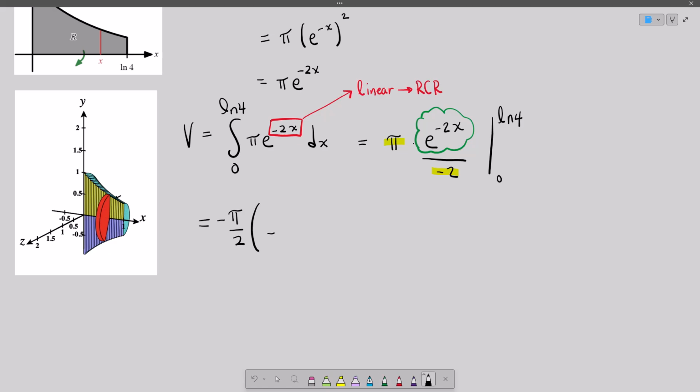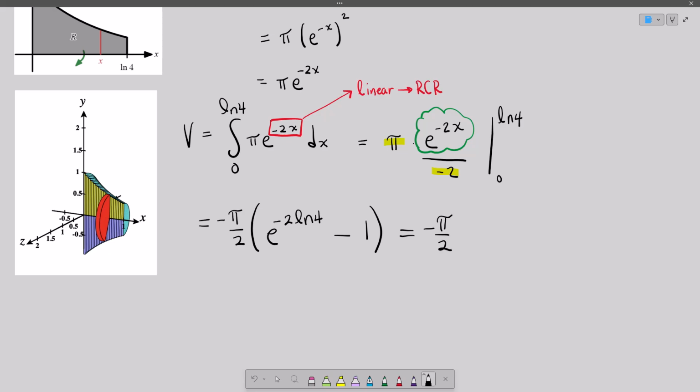So we're going to have e to the -2 ln 4. That's upper limit evaluation. Minus lower limit evaluation. We plug in 0. E to the 0 is 1. So we're just going to get a 1 there. So we have that. This is not simplified yet. There's more math that we can do.